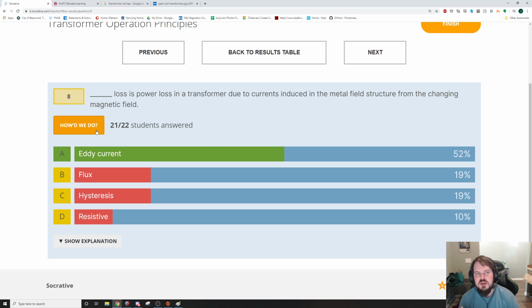But in the world of varying frequencies and electronics and stuff, you can get much higher frequencies, and that will cause eddy current losses and skin effects and things to a level that's actually noteworthy.